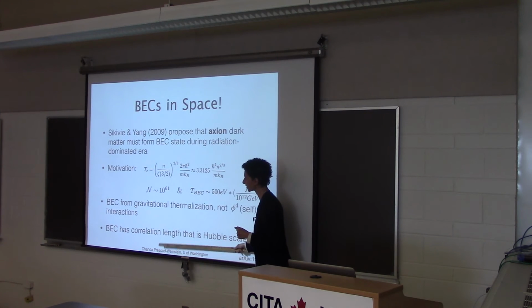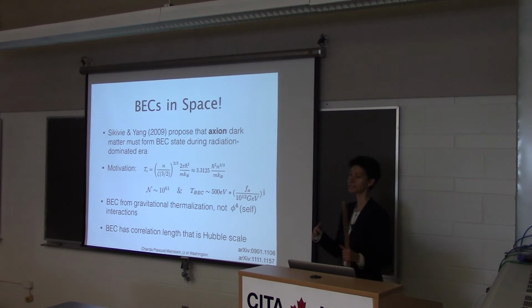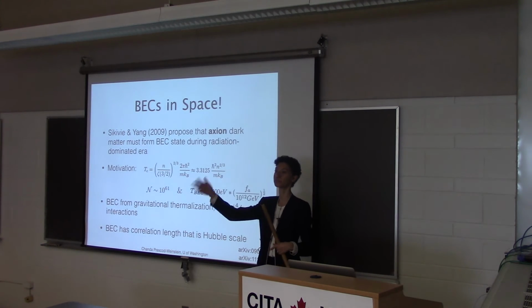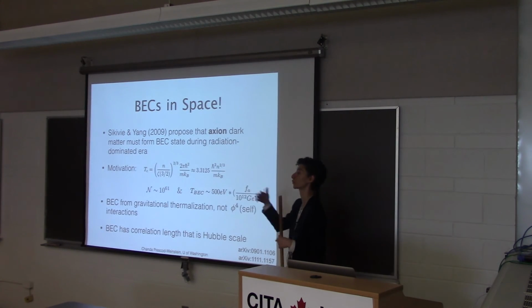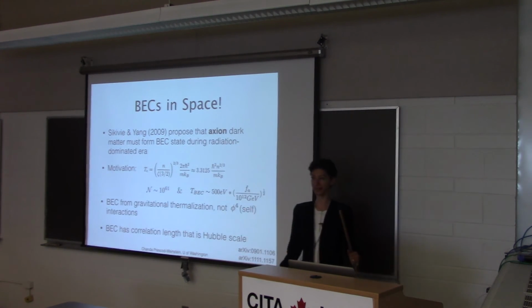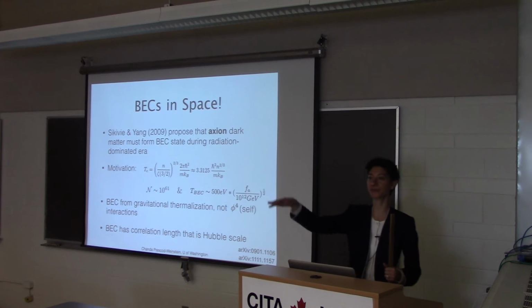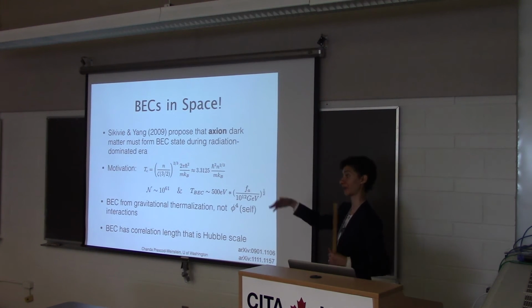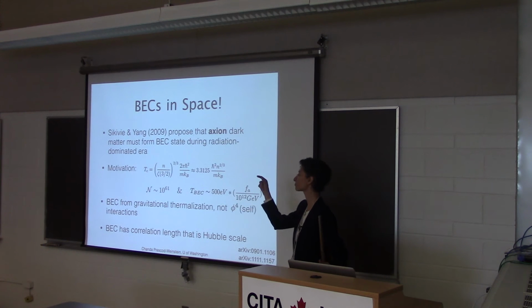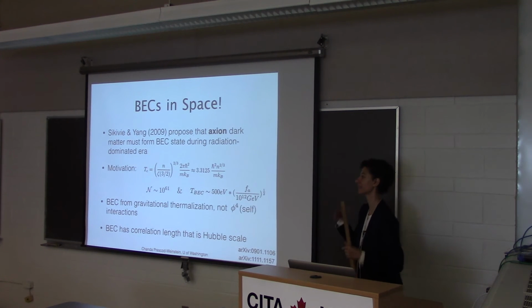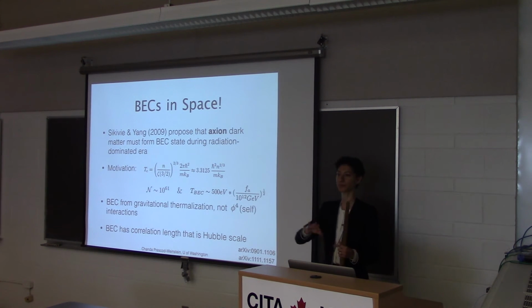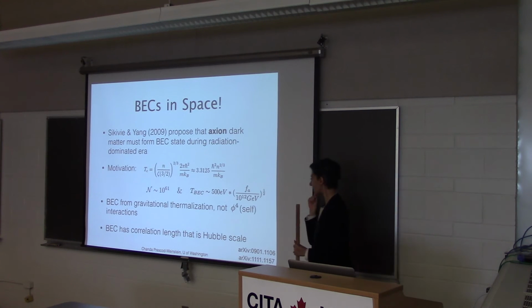The second claim that they made was that the Bose-Einstein condensate has what they called a correlation length, what you would see in the atomic physics literature as a coherence length, that is Hubble scale. So Hubble scale for the radiation-dominated era, so not quite our Hubble scale, but needless to say, that is still a large claim, even for the radiation-dominated era.